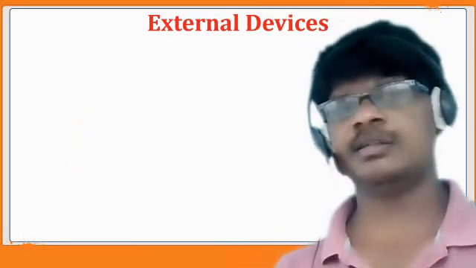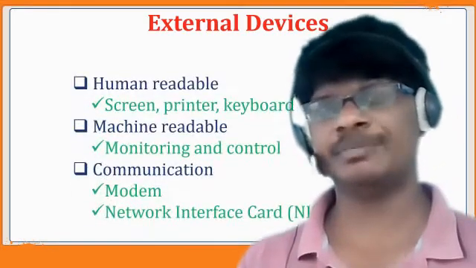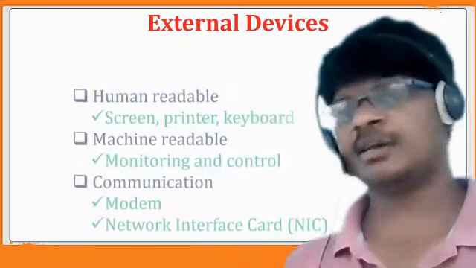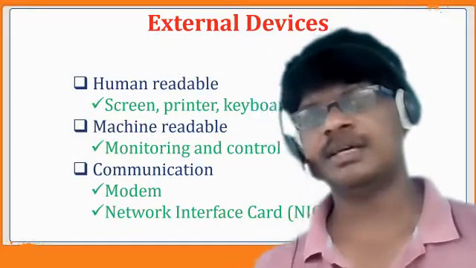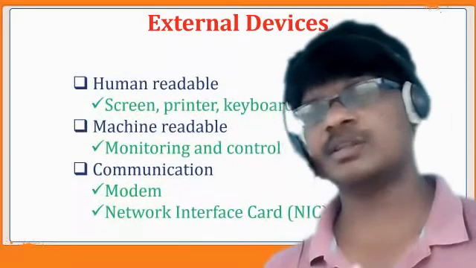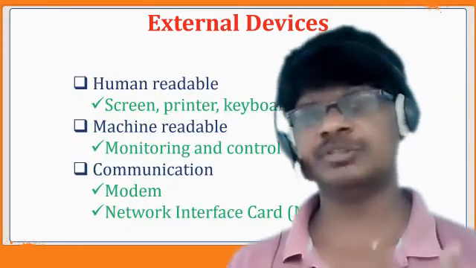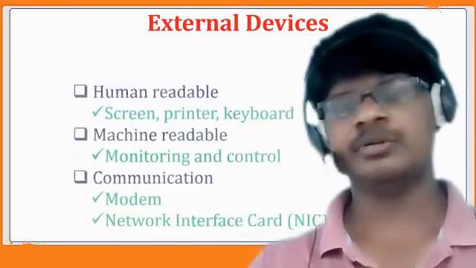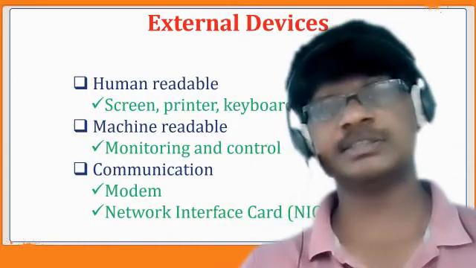We have already seen the internal memory and the external memory. Internal memory is inside the computer, which is a permanent memory. External memory is a secondary memory, which is not permanent, it is a temporary storage device. So today we are going to see what an external device is.